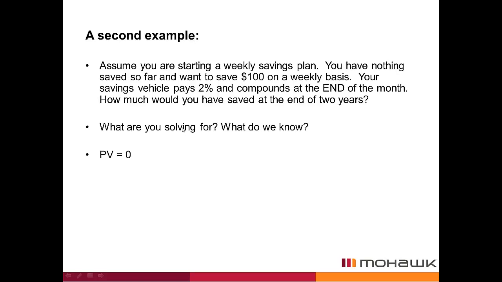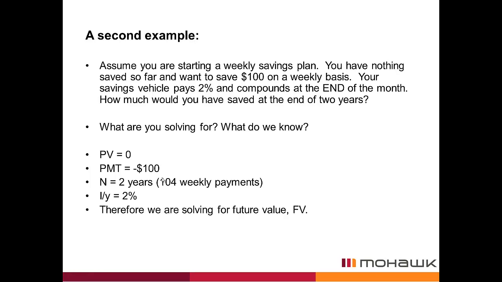We know that we're starting with nothing, so our present value is 0. We know that we're going to contribute, so negative money, we're going to take out of our pocket $100 a week. We know that our payment frequency is 2 years' worth of weekly payments, which at 52 weeks per year is 104 payments. And we know that we're going to have a rate of return of 2%. So therefore, we're going to solve for how much we are going to have at the end of 2 years, or in the future, our future value. Let's get back to our calculator.